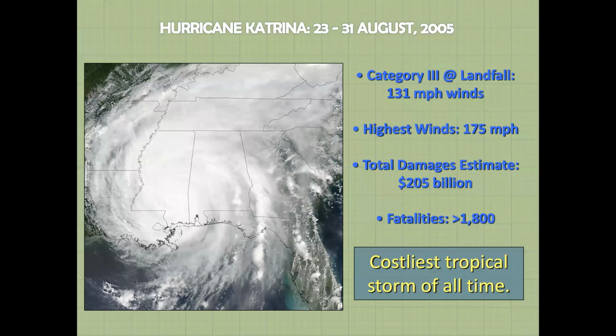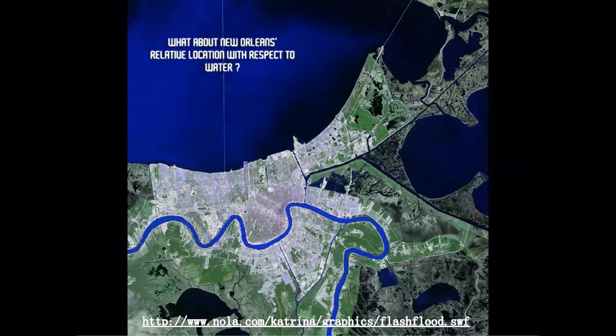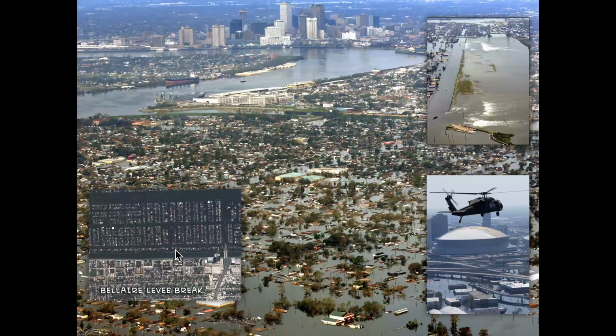Katrina, for example, is still the costliest natural disaster of all time. Think about it, almost half a trillion, a quarter trillion dollars. And again, here's New Orleans, water to the north, water to the east, water to the south. And there it was in 2005.